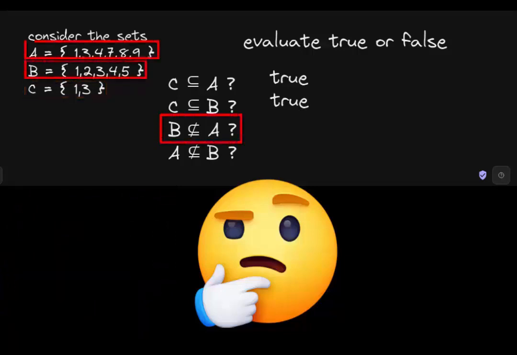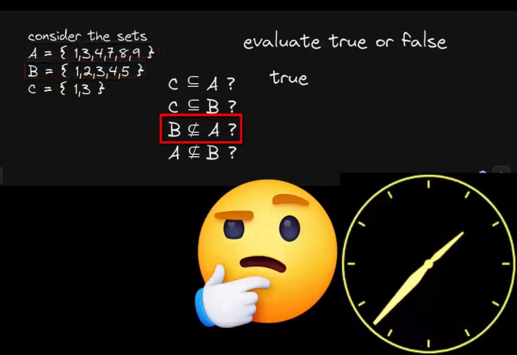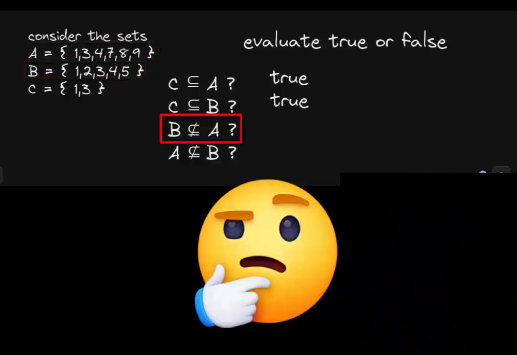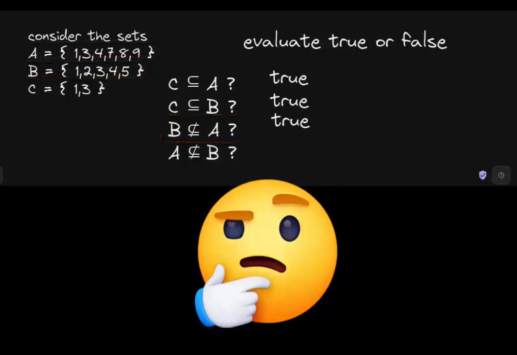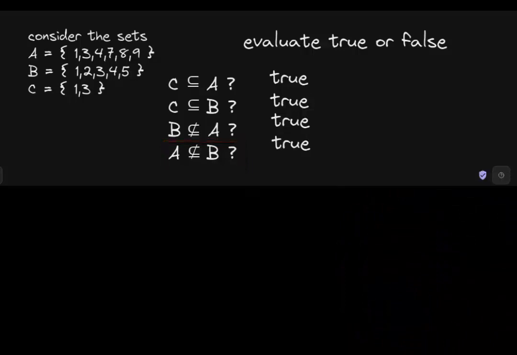B is not a subset of A. True or false? And that's true. B is not a subset of A. It doesn't have the number 5. A is not a subset of B. True or false? And that's true. A will never be a subset of B.